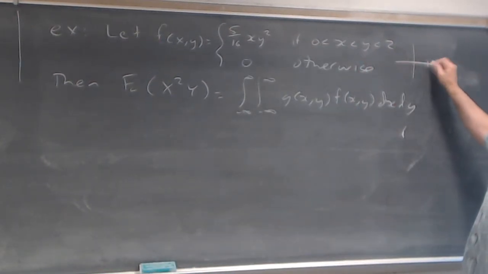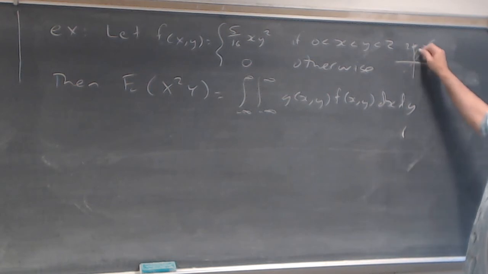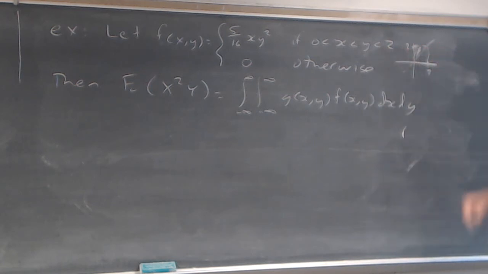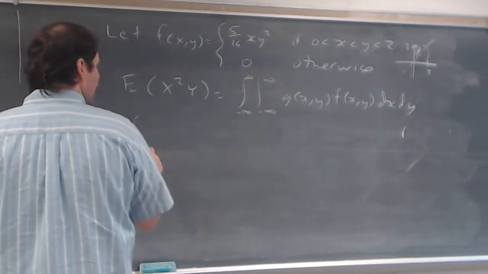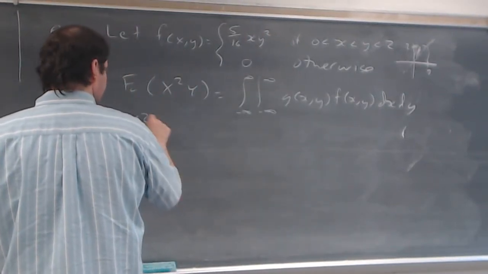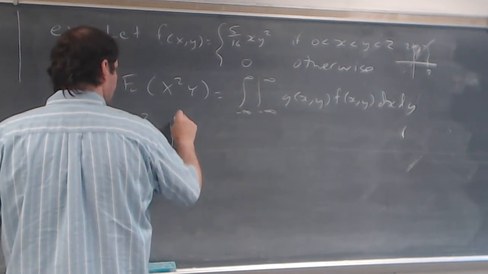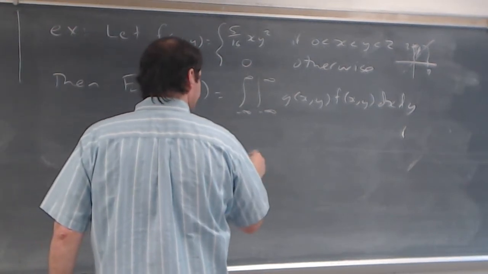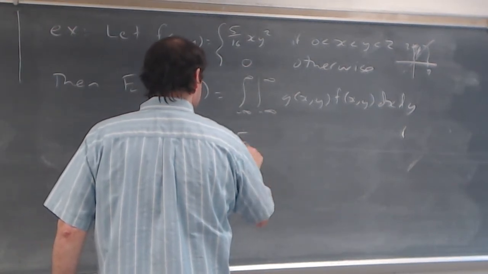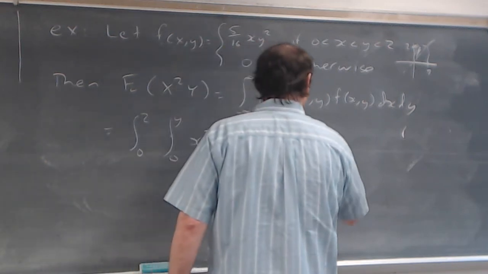You'll remember, the y values run from 0 to, the x values run from 0 to, we have this y equal to x. So we want y to be bigger than x, that's this region. So here this becomes an integral. The y values run from 0 to 2, and for each fixed y value, the x value will run from 0 to y. And here I'm going to have x squared y, and then f of x is 5/16 xy squared, and then dx dy.